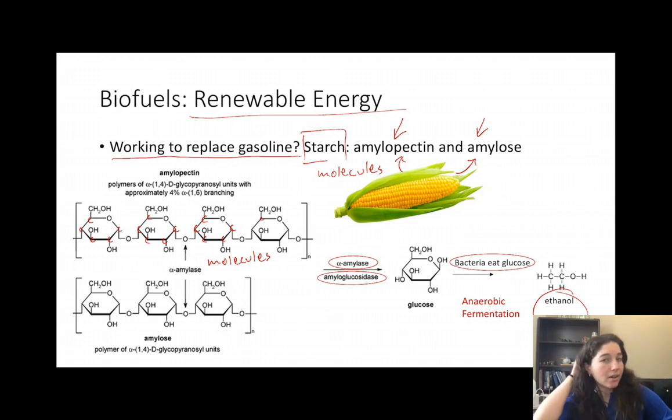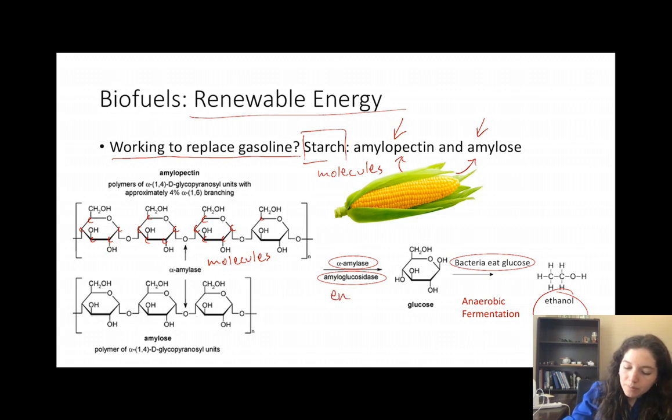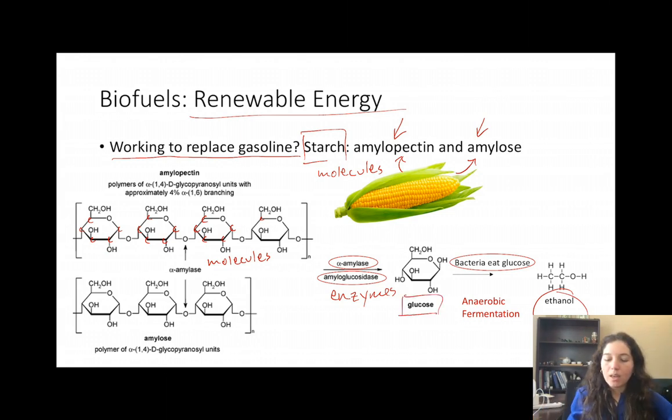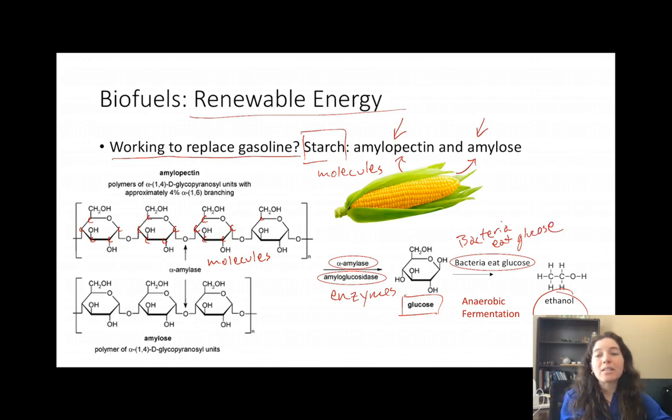And what happens here is we have these enzymes that go in and they break these molecules down into glucose. So this glucose now is available for energy conversion because bacteria eat this stuff. They eat glucose. And when they're done eating the glucose, what they excrete is ethanol, which is great for us.